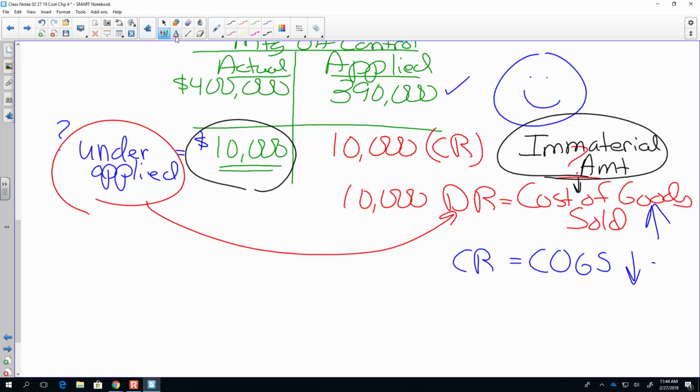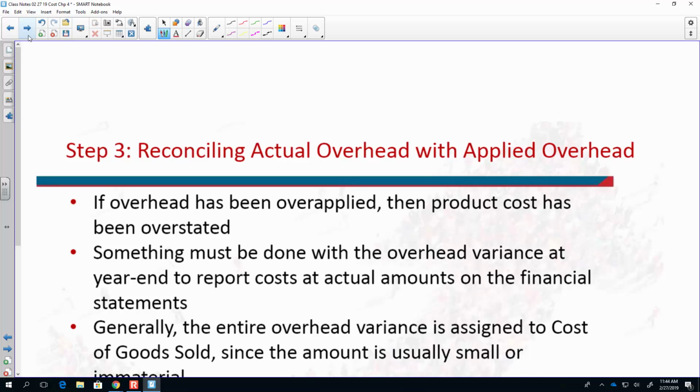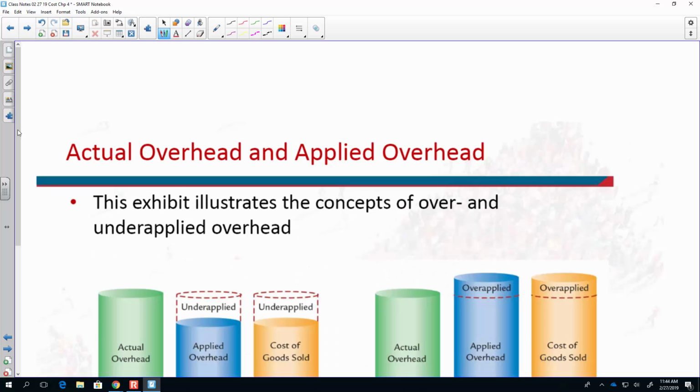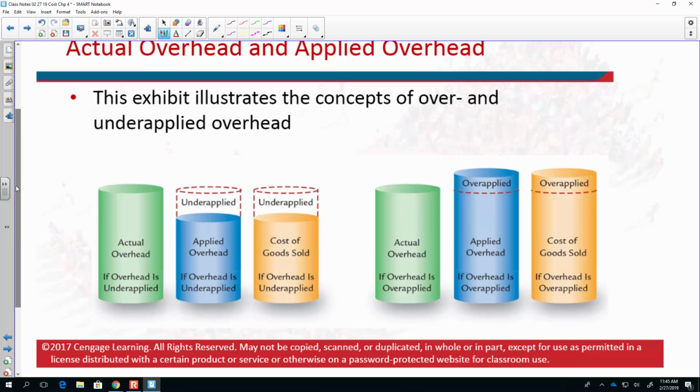So let's go back to our problem 39 and see if we can tie this into the words, right? Oh, isn't this pretty? I like the colors here. It makes sense, does it? If my actual overhead is more than my applied, I'm under. If my actual overhead is less than I applied, I'm over. That's the name of the game. That's page 156 if you wanted to know.